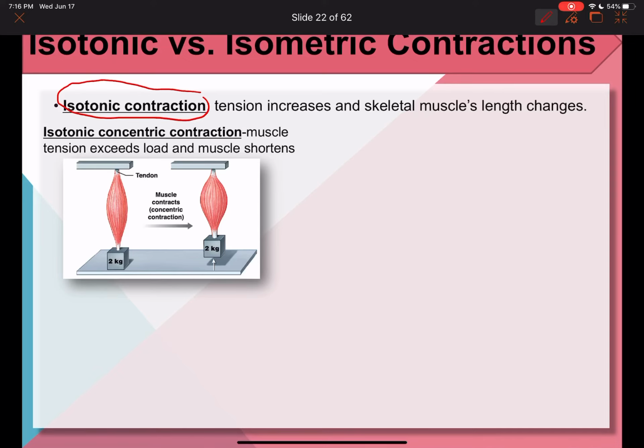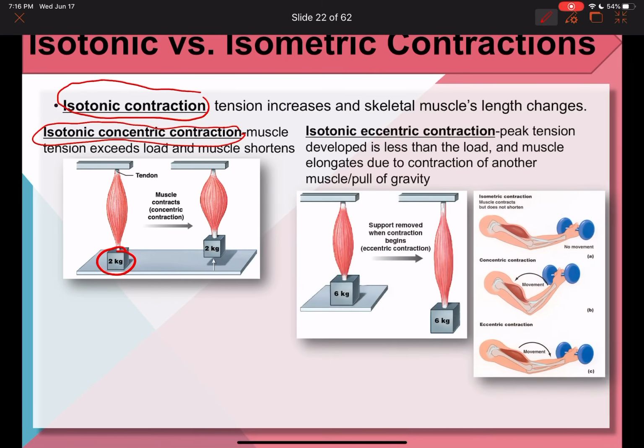So this is a 2 kilogram load. You're like, okay, that's light. Okay, I'm going to pick it up, and now I can pick it up in the air with my arm. So your arm muscle has shortened to be able to pick up that weight. So this is called isotonic concentric contraction. Isotonic meaning your tension increases. Concentric means that your muscle actually shortens in response.